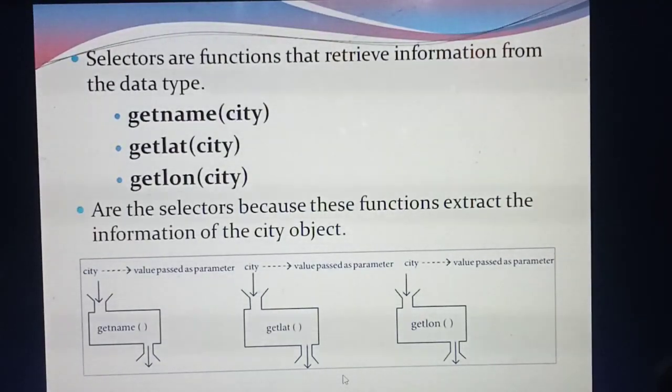Once again I am telling you, this is a very important 5 mark question in this chapter. For this 5 mark question, first you need to write the heading abstract data type and then write the definition. Then put the heading abstraction and write the definition of abstraction. Then put the heading constructors and selectors and write their definitions.